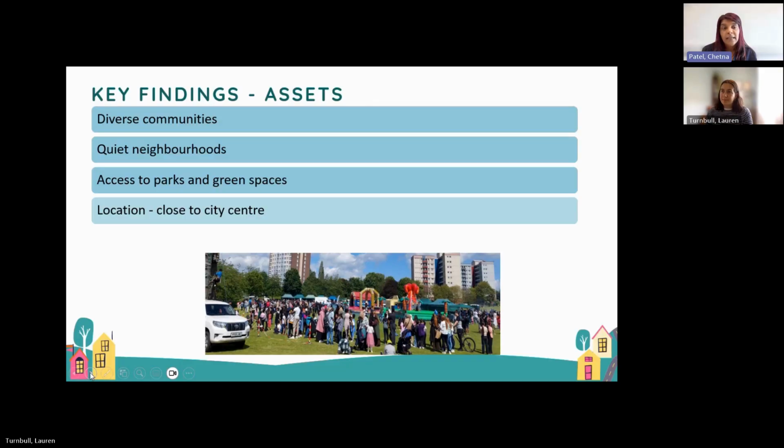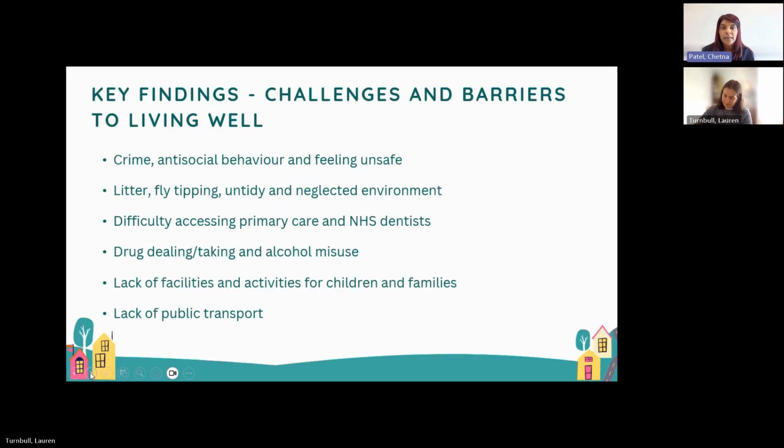So key assets that people found, and again, this varied depending on neighbourhoods, but in terms of Richmond Hill, people liked being in the quiet neighbourhoods. In Burmantofts, we found people like living close to the city centre, and people like the diverse communities as well. Next slide, Lauren, please. So I'm going to whip through these.